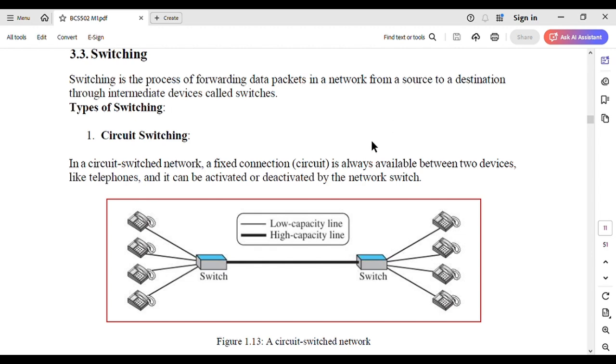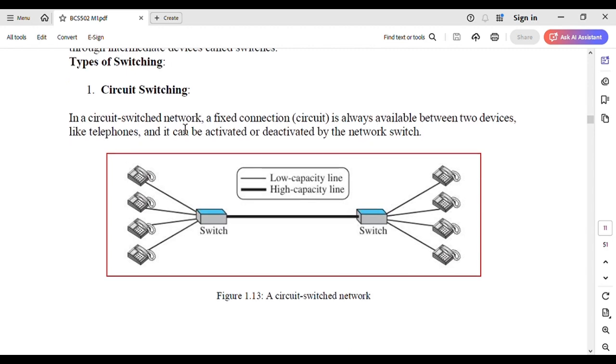One is circuit switching. In a circuit switching network, a fixed connection is always available between two devices like telephones, and it can be activated or deactivated by the network switch. If you observe this diagram, the circuit switching network, we come to know how a telephone can be connected from one location to another location, or one phone number with another phone number. If we take an example of the olden approach, how the telephone landline works, we have dedicated wires for individual phone numbers.